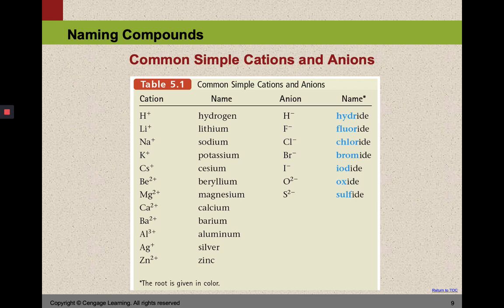So here are some simple cations and anions, and these are the most common ones. So for example, you have lithium ion, sodium, potassium, cesium, and so on. And these here are our group 2 elements: magnesium, calcium, barium, and so on. Zinc also, and then anions: hydride, fluoride. You look at the root, which is given in blue color, and it ends in IDE. So if you have sulfur, you do not say sulfuride, but sulfide.